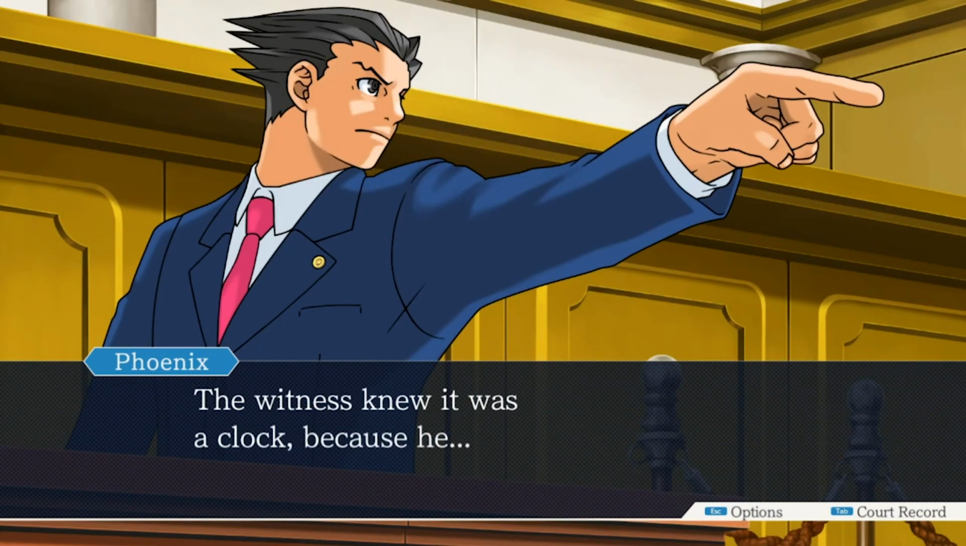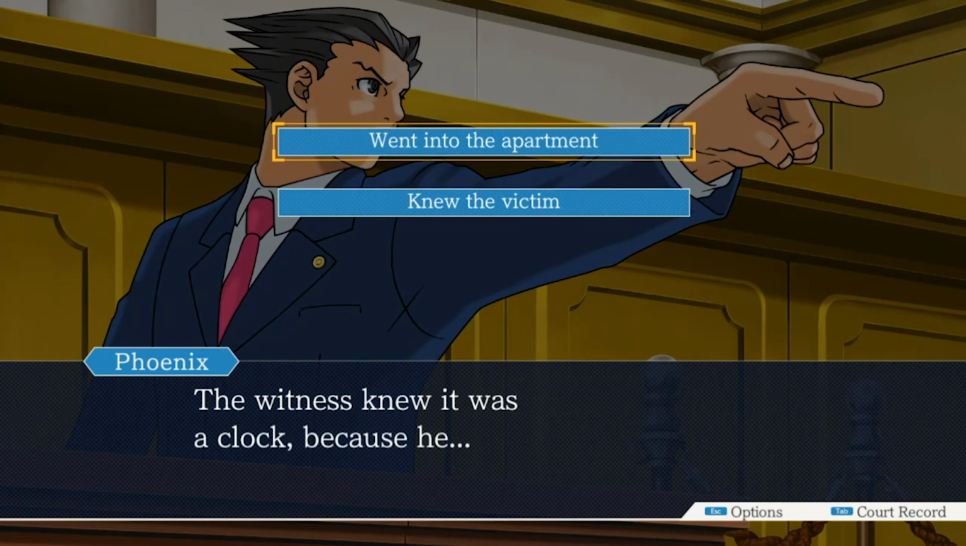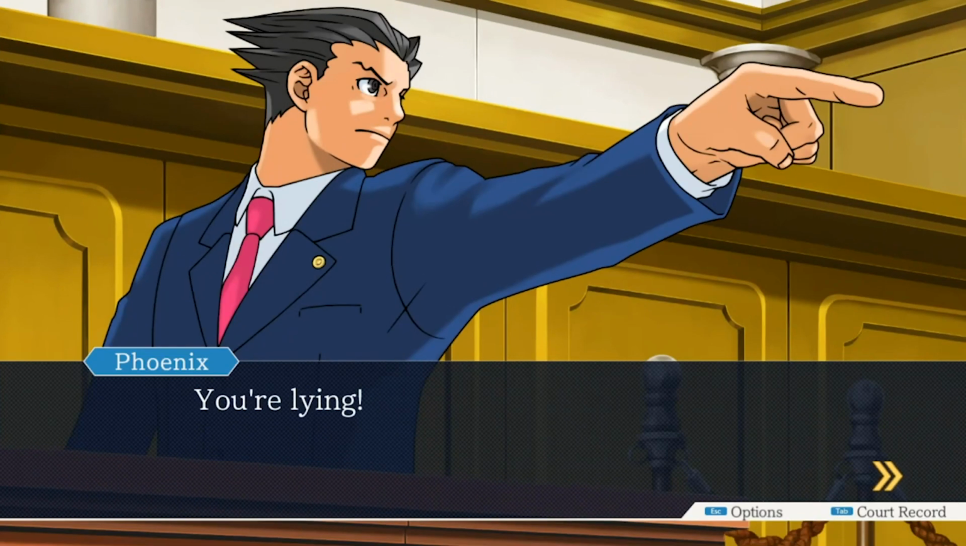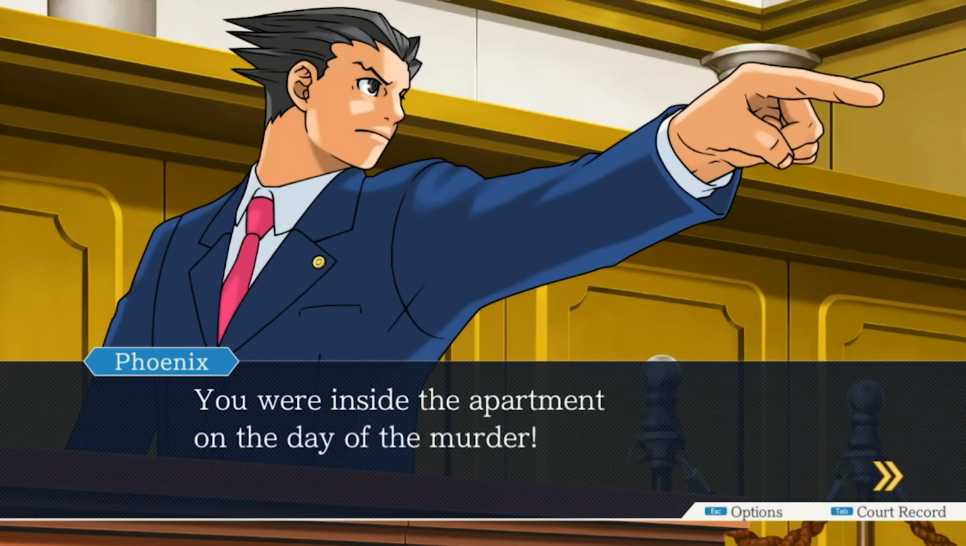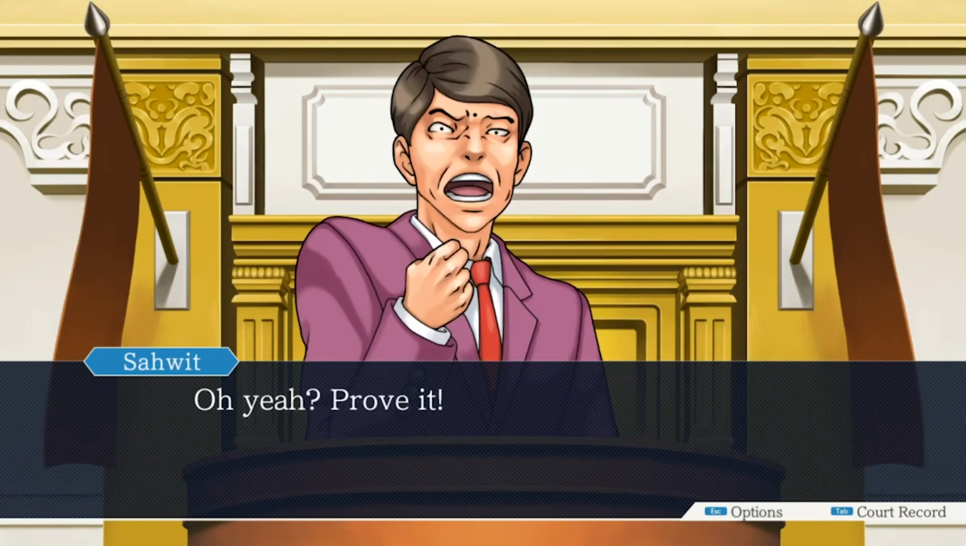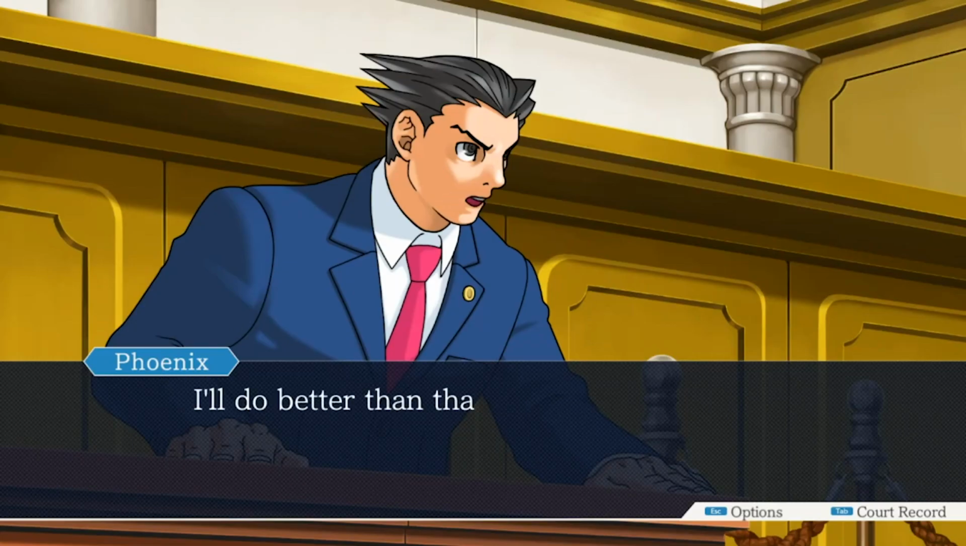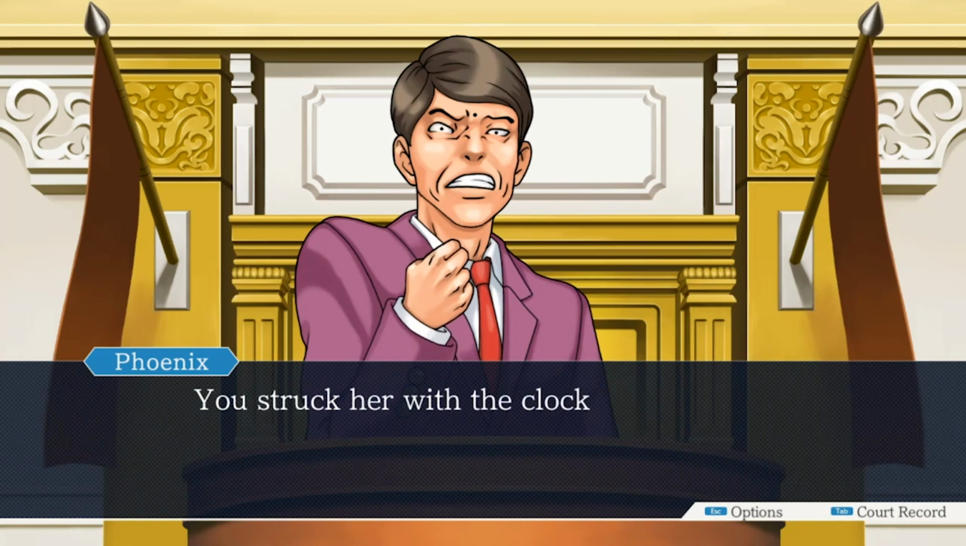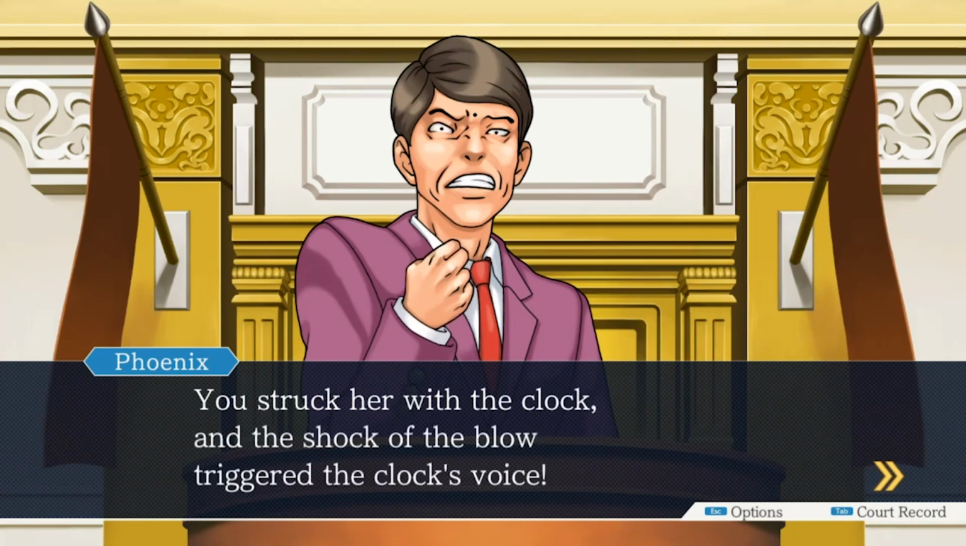Indeed. The witness knew it was a clock because he went into the apartment. You're lying. You were inside the apartment on the day of the murder. Prove it. Prove I went in there. I'll do better than that. I can prove you were the one who killed her. Wow, jumping to conclusions already. He does that a lot. He's a prosecutor now. You struck her with the clock, and the shock of the blow triggered the clock's voice.